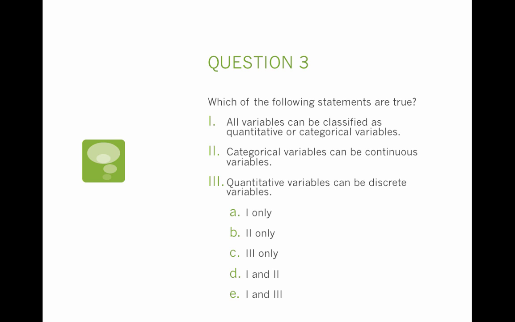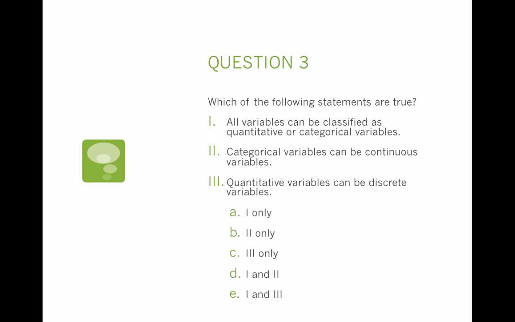Question 3. Which of the following statements are true? Well, let's start with statement number 1. All variables can be classified as quantitative or categorical variables. Is this true or false? Well, we have 4 levels of measurement: nominal, ordinal, interval, and ratio. And if we think about those 4 levels of measurements, 2 of those fall into a category, and 2 of them fall into another type of category. Do you know what I'm thinking of?